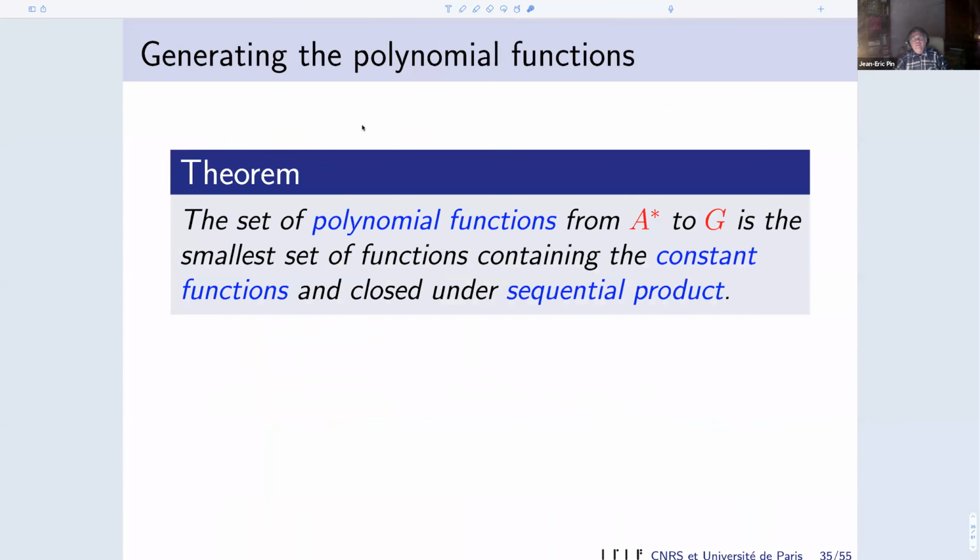There is a way to generate all polynomial functions. This theorem tells you that the polynomial functions are the smallest set of functions containing the constant functions and closed under a special operation, which I will define in the next slide, called the sequential product. So it's a surprising result. One operation suffices to generate all polynomials, and exactly that. So let me define this sequential product.